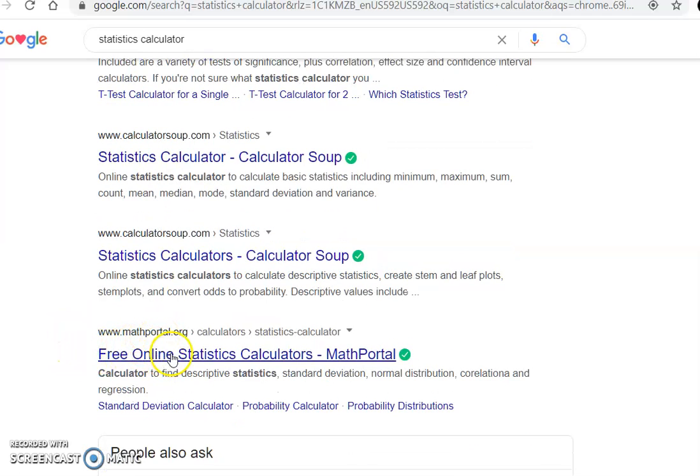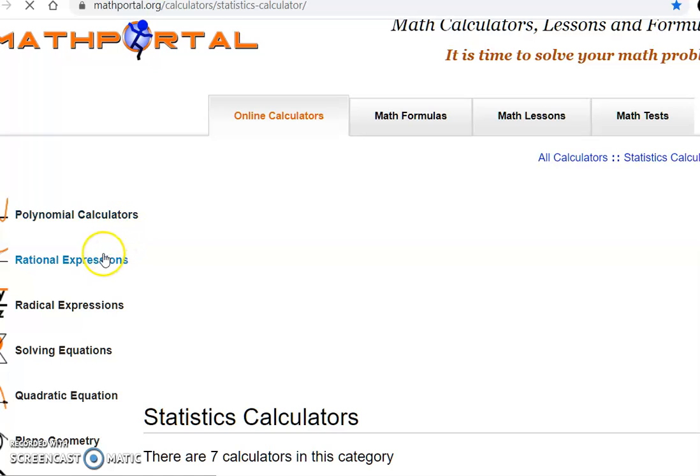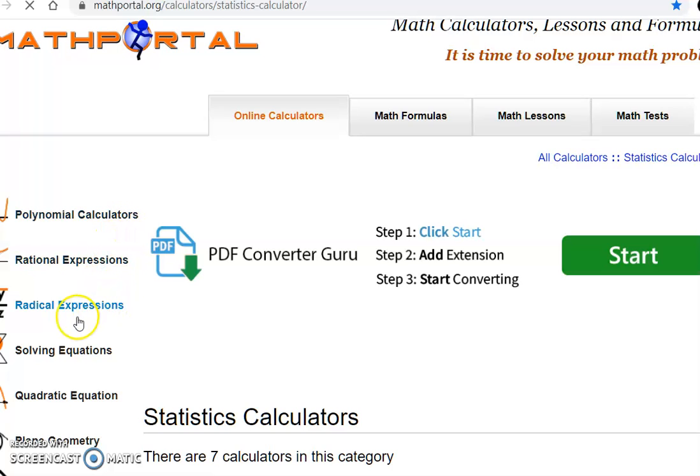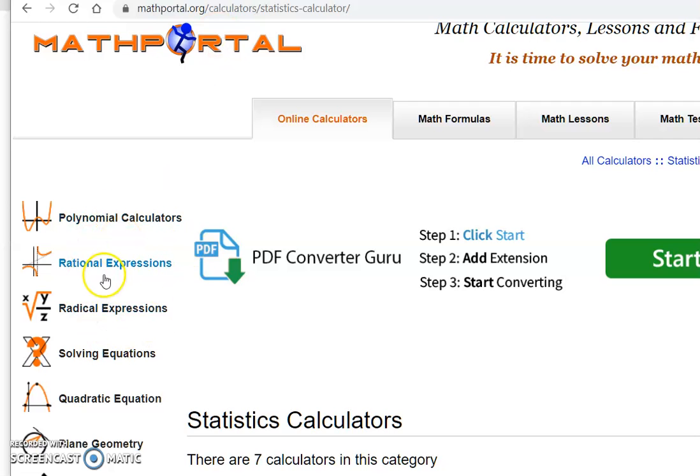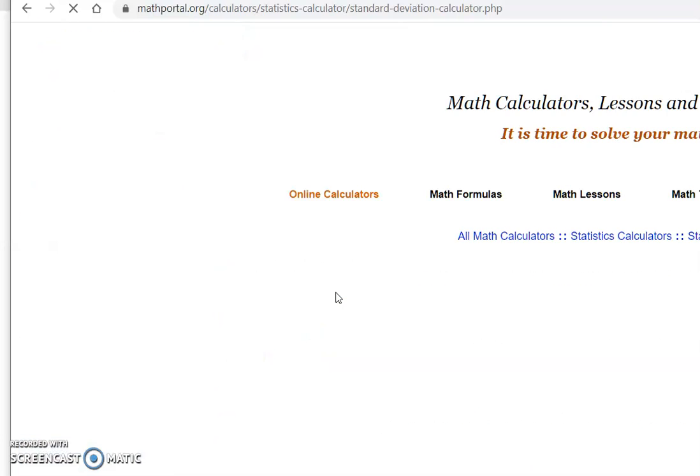I think Math Portal is one of the ones that I've used in the past. Oh yeah, this is really a good one for other classes. I recommend this one, Math Portal. It has all these different types of calculators over here on the left-hand side. Let me see if I can move that over. Give me a second here. Okay, so there's all these different ones. This is the statistics calculator. Here's one, the standard deviation calculator. This may not be the best one for our purposes, but it'll give you the idea here.